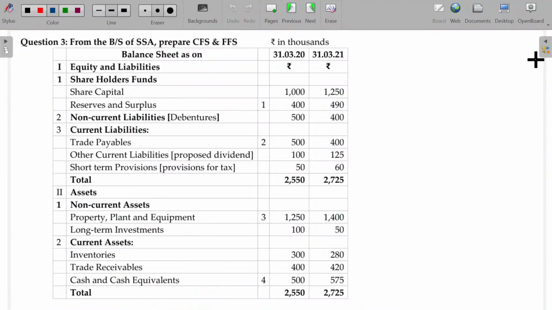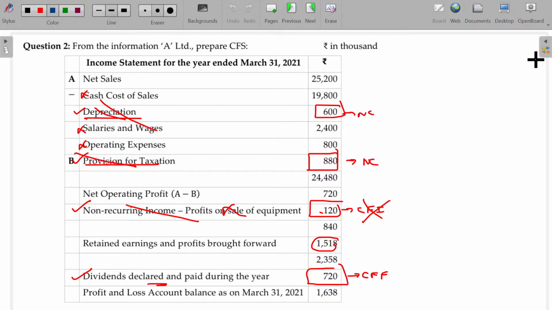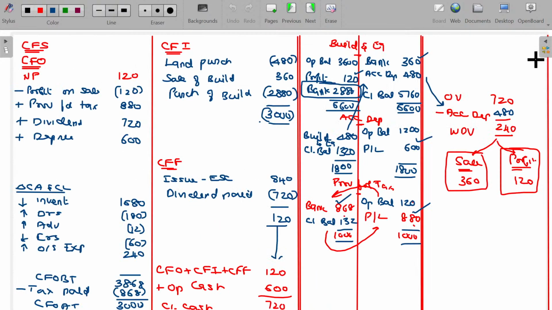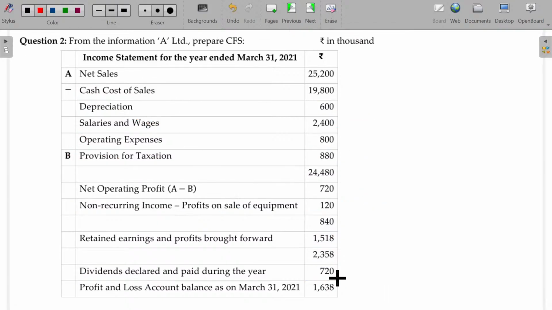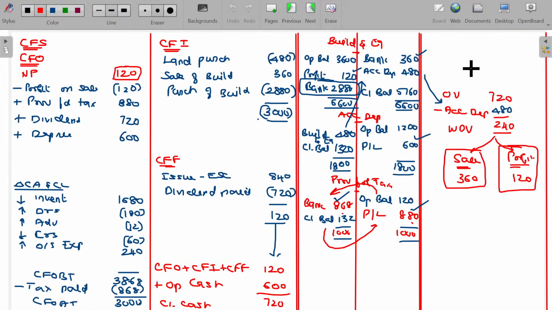Now, question number 3. In this illustration, I started with net profit 120. Then what is the net profit given in the profit and loss account? 1,638. Subtract the brought forward profit. If you subtract, then what is the current year profit? 120. Okay.